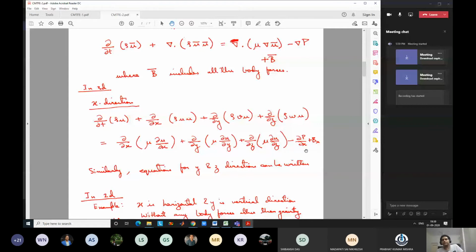Body force can have directions, so it will be dependent. For example, gravity can be in the negative y or negative z direction. So accordingly, we can define our equation. Similarly, I have not written here to save time, but you can define y and z equations. So the entire set of three equations will be our momentum equation or Navier-Stokes equation.